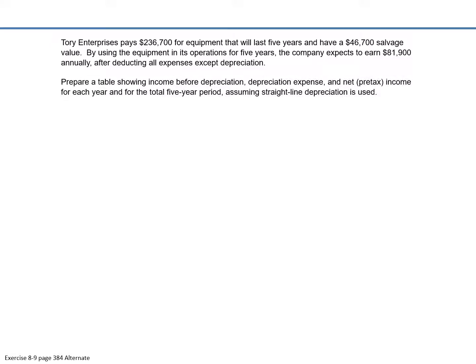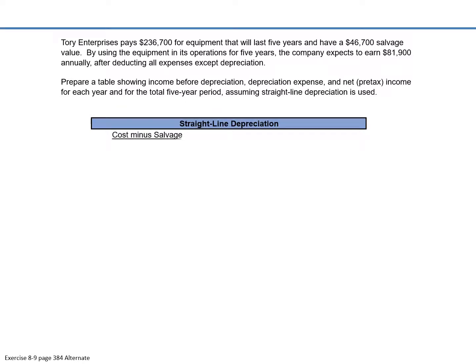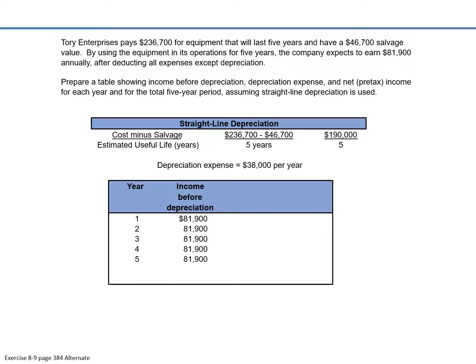All right, your turn. Same problem, different numbers. You know the drill. All right, so cost minus salvage divided by estimated useful life. And this one is $236,700 minus salvage value of $46,700, divided by 5 years. So you have a net $190,000 divided by 5 years, $38,000 in depreciation per year.